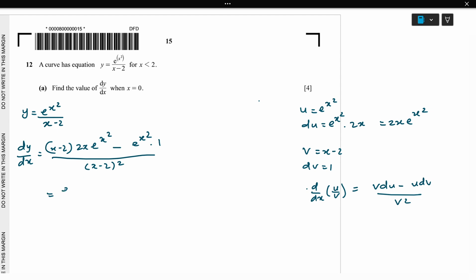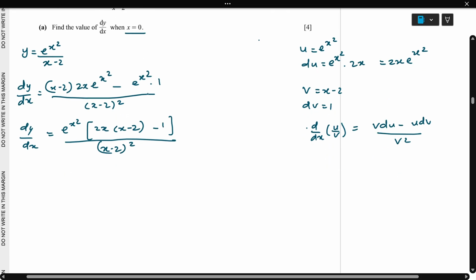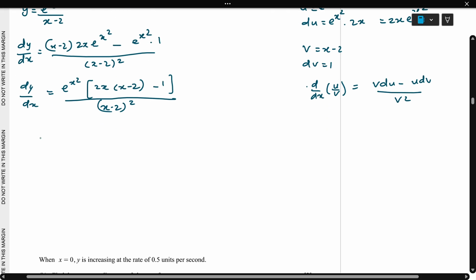I'll bring e to the power x squared out. So the rest is going to be 2x times x minus 2, minus 1, over x minus 2 whole squared. So this is our dy by dx. So we need to find it at x equals 0. So we need to plug in x equals 0 here.